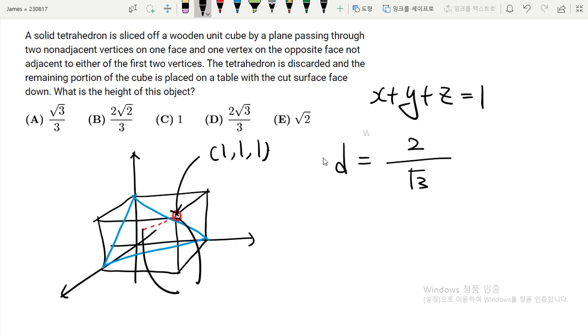height of this shape. Yep. So when you rationalize this value, which one is the answer from the choices? So to rationalize, you can multiply square root of 3 to numerator and denominator. Yep, so that makes D the answer.